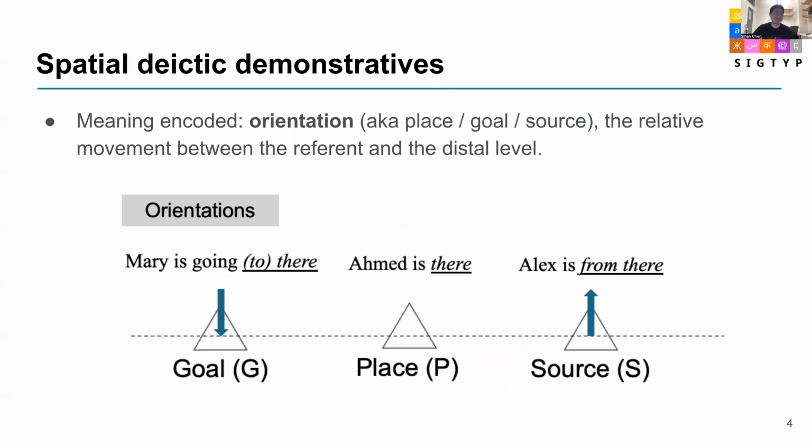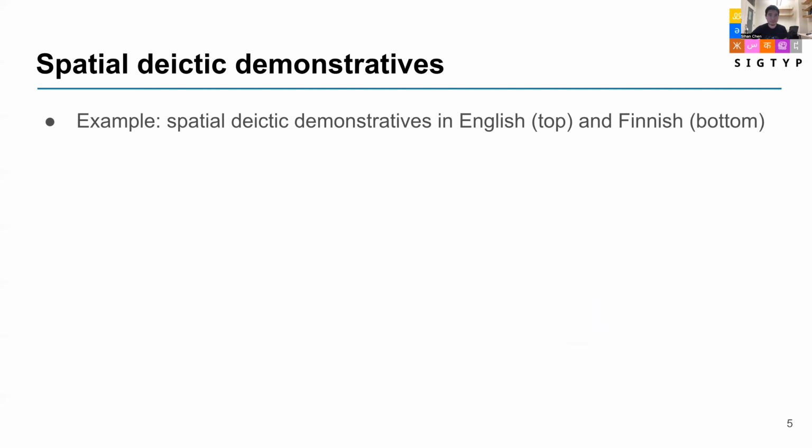The second dimension is the orientation, or the relative movement between the speaker and the distal level. If the referent is moving towards the distal level, we call this orientation go, as in "Mary is going there" in English. Similarly, if the referent is staying at the distal level, we call this orientation place. And if the referent is moving away from the distal level, we call this orientation source.